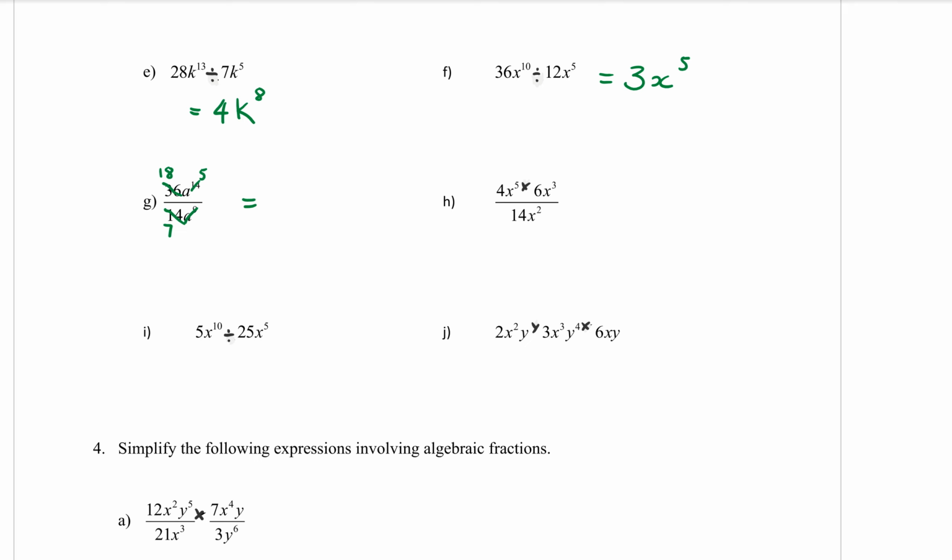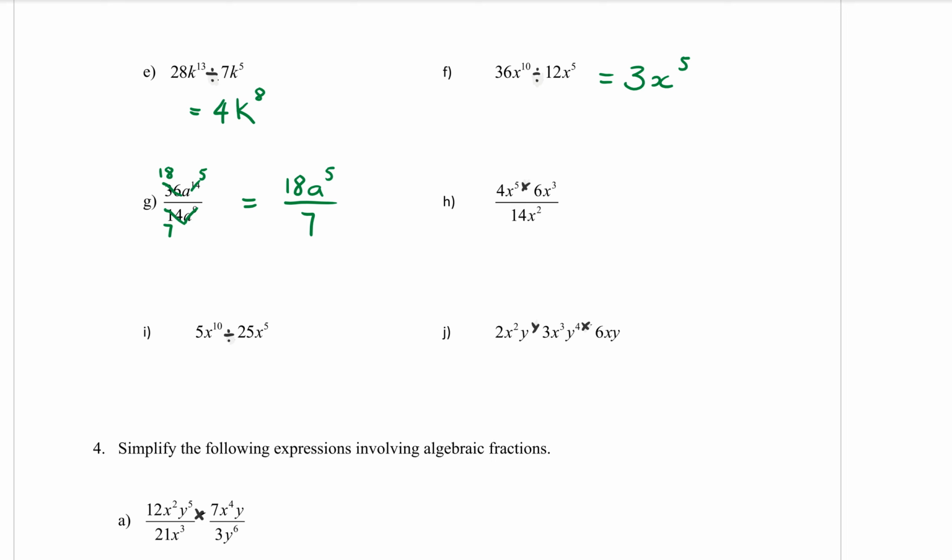I need to write down nice and neatly my answer now. So I have 18, a to the power of 5 on the top, and 7 on the bottom. You should never ever go to decimal numbers or mixed numerals when you have algebra involved. Okay, so I don't ever want to see that's 2.4 or whatever it is. You always leave it as an improper fraction. Yeah? All right, let's try H.